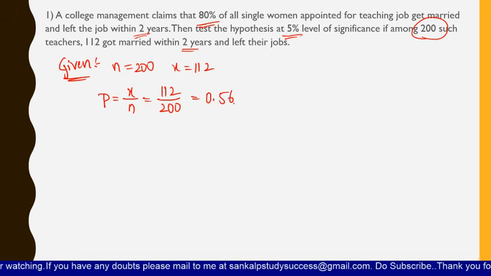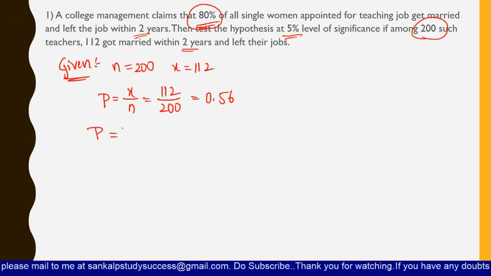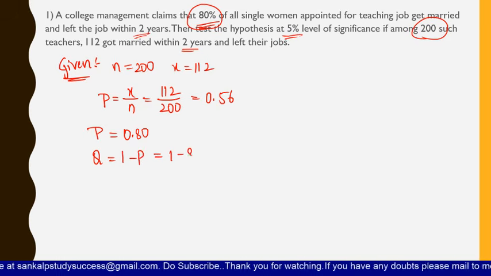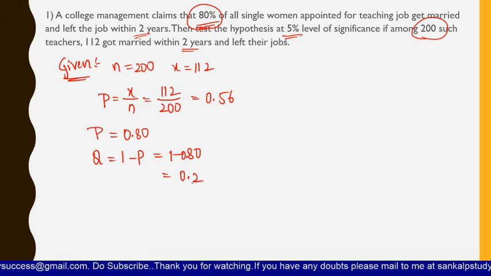So now we have the p value, and here 80% of single women appointed. That means 80% is the success rate. That is, capital P is nothing but the proportion of success, which is equal to 80%. That means 0.80. Then Q becomes 1 minus P, which is equal to 1 minus 0.80. Then you will get it as 0.2. This is nothing but the Q value. Now we have P, Q, n and also small p, right?